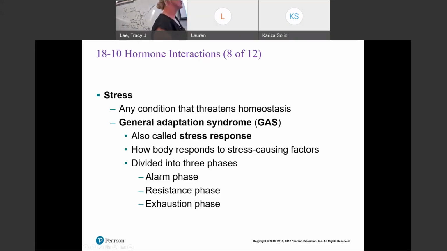There are 3 phases. You should know these 3 phases for the stress response. First one's the alarm phase. It's like the, oh my gosh, something's happening. Then we're going to get into the resistance phase and then the exhaustion phase. And I'll talk about each of these phases in a little more detail. Is everybody good?